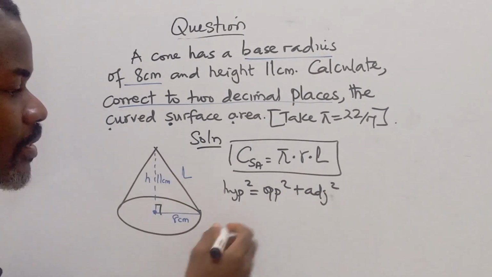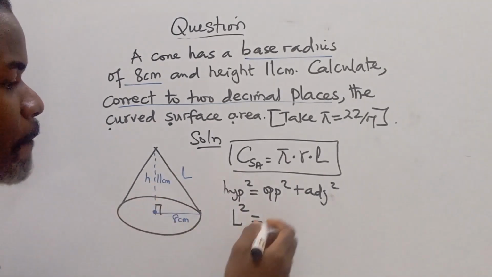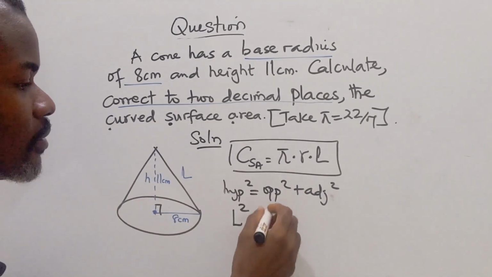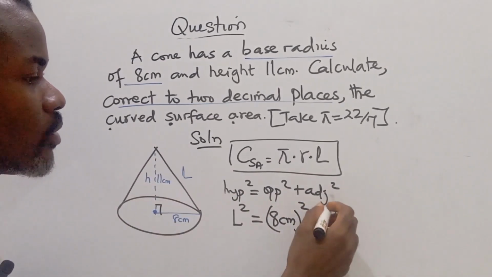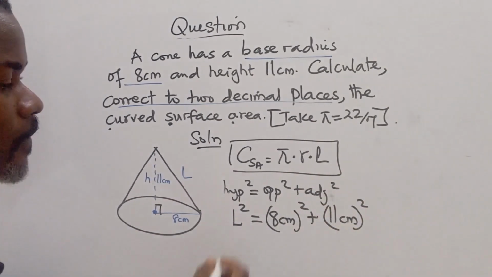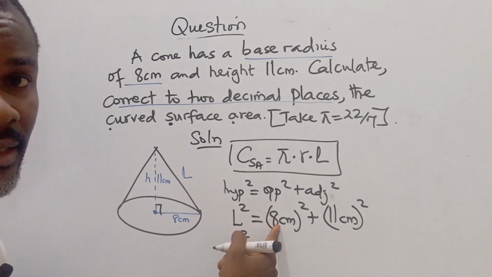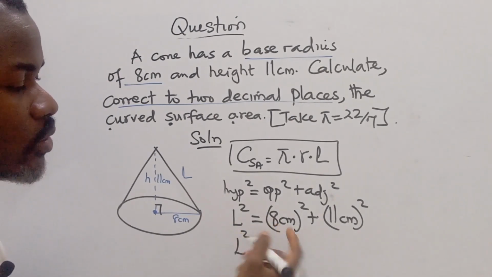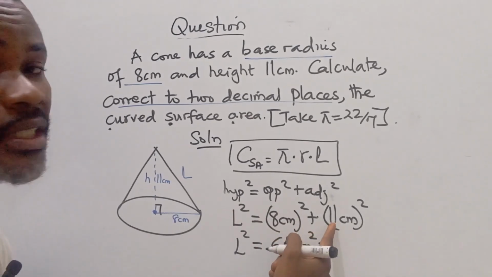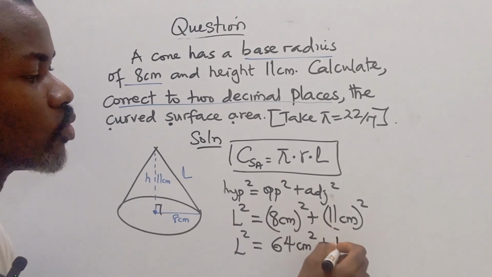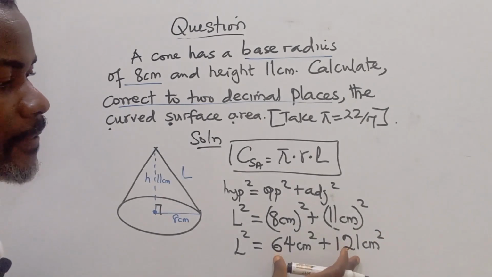The hypotenuse here is L, so L squared is equal to, our opposite, we can use any of these, but let's say 8 centimeters squared plus the height, which is 11 centimeters squared. So this will give us L squared is equal to 8 times 8, which is 64 centimeters squared, plus 11 times 11, which is 121 centimeters squared. So we are going to add these two.